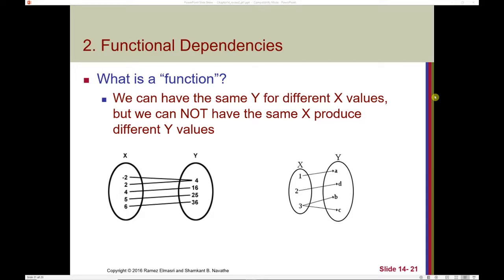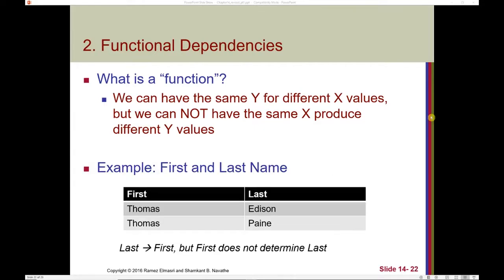So in the diagram on the left, we can say that x functionally determines y, and that y is functionally dependent upon x. Here's an example of what that would look like in a very small table. Here we have a first and a last name. We have 2 people named Thomas, and thinking about what it means to be a function in math, we check going from left to right. We can check a value for first, like Thomas, and we see that we get not 1 but 2 values.